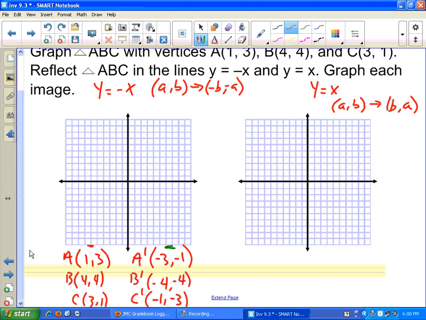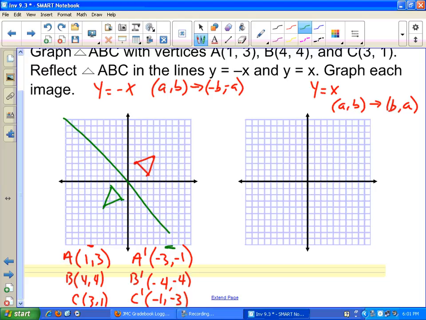So we have 1, 3, 4, 4, and we have 3, 1. Play connect the dots. And then our other one, we're going to have over here at negative 3, negative 1. And we have negative 4, negative 4, negative 1, negative 3. So that's reflection over the line y equals negative x.